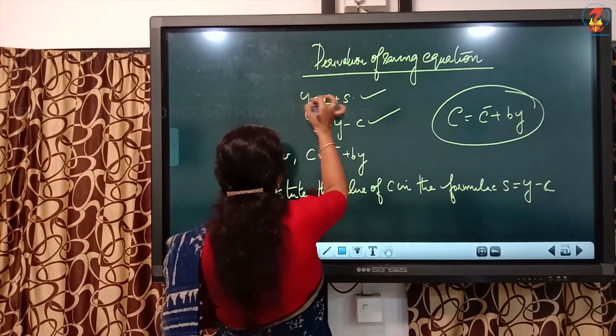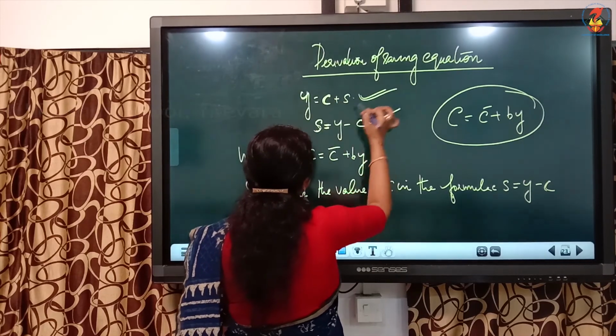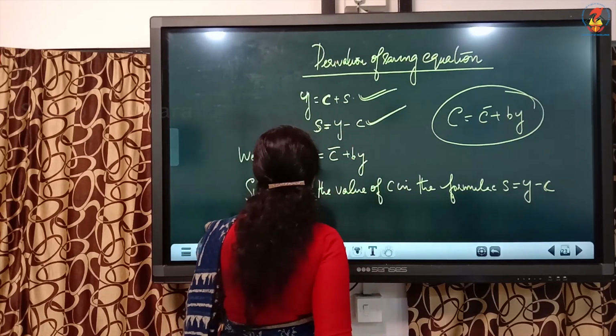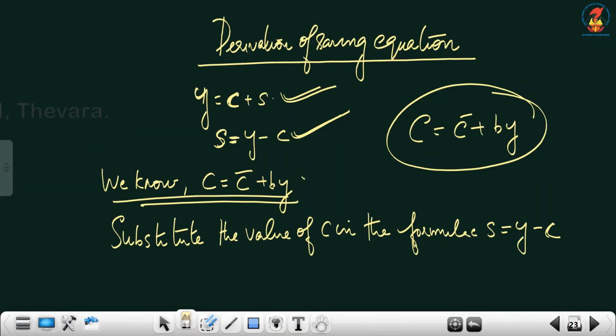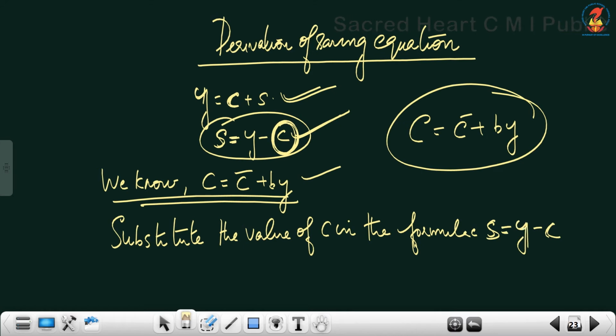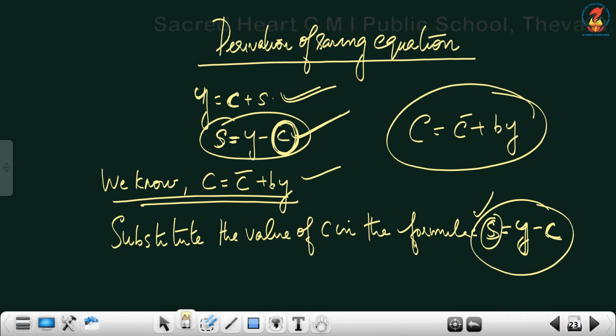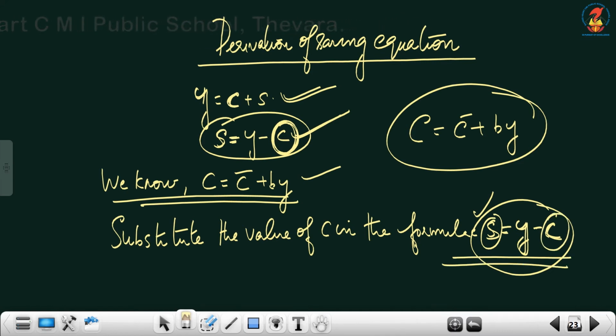Only then can we substitute the value of C into that equation. Once again, the first one is Y is equal to C plus S, therefore S is equal to Y minus C. Now we know C is equal to C bar plus BY. In the equation S is equal to Y minus C, we are going to apply the equation of C instead of this C, because we need to find the equation of S. Therefore, we are using S is equal to Y minus C, and instead of C, we are going to write C bar plus BY.